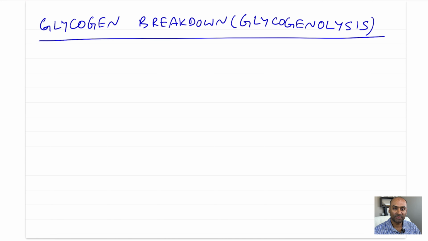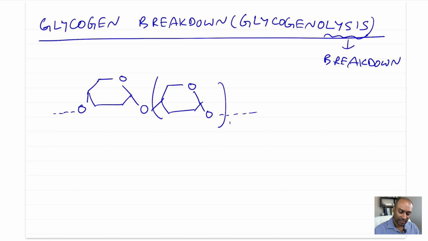Glycogen breakdown is also called glycogenolysis. Whenever there's a lysis, that means this is a breakdown. And so we're going to break down glycogen. Glycogen has both the linear and branch points. So, for example, I just drew a simple linear part of glycogen. So that's glycogen, and these are our alpha-1,4 linkages.